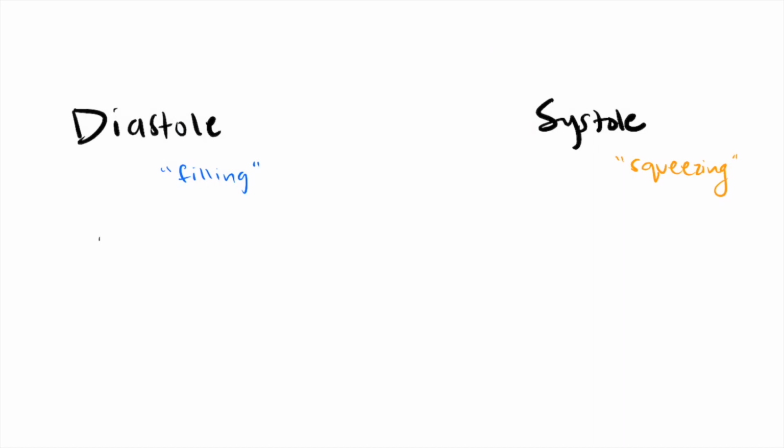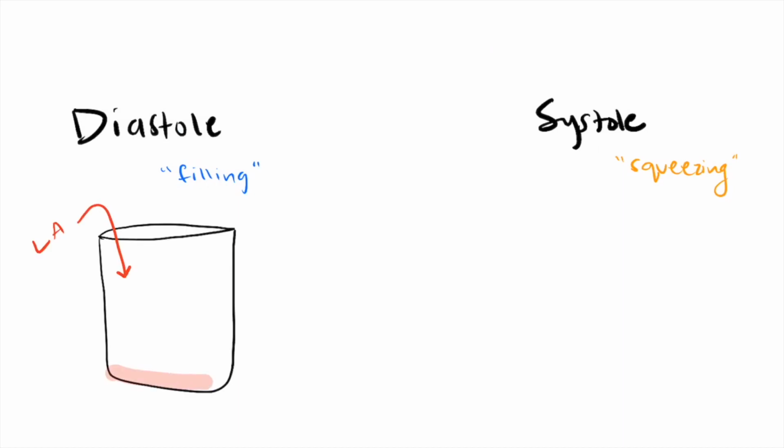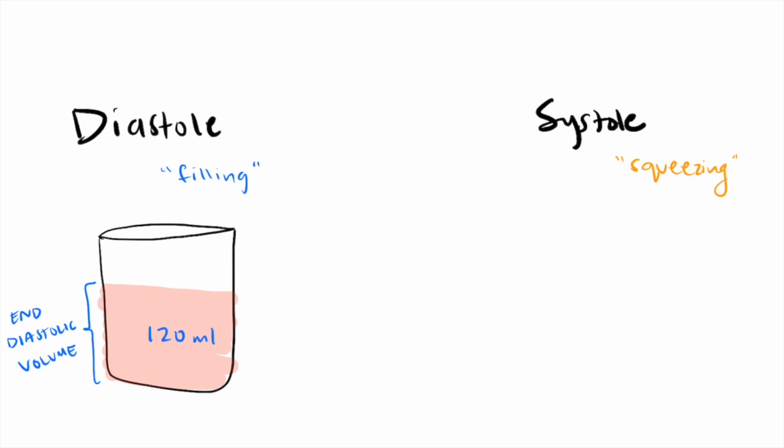At the point where the left ventricle has completed its filling with blood, there's a point where it's fully relaxed. At this end diastolic point, the volume of blood in the left ventricle is called the end diastolic volume, which is usually about 120 milliliters.